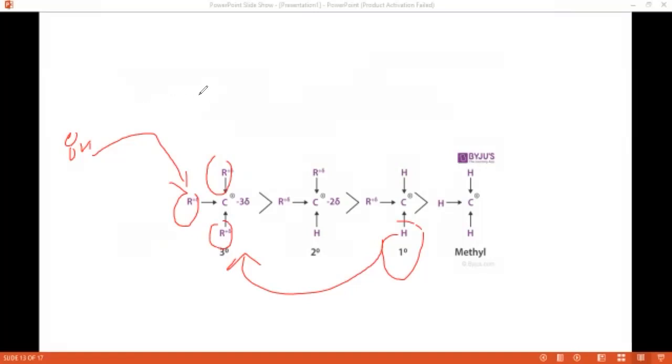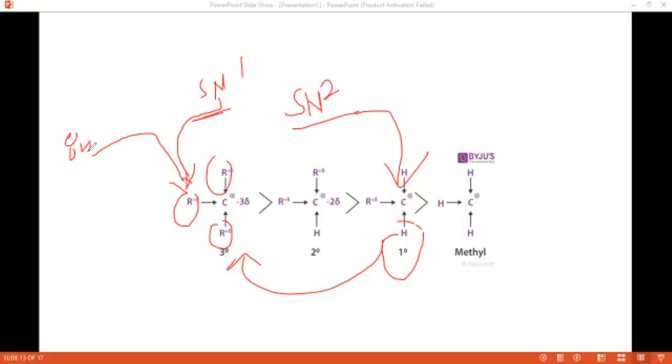Hence, the SN2 mechanism can take place in primary alkyl halides. It means the SN2 reaction favors the primary alkyl halides, and the SN1 reaction favors the tertiary alkyl halides.